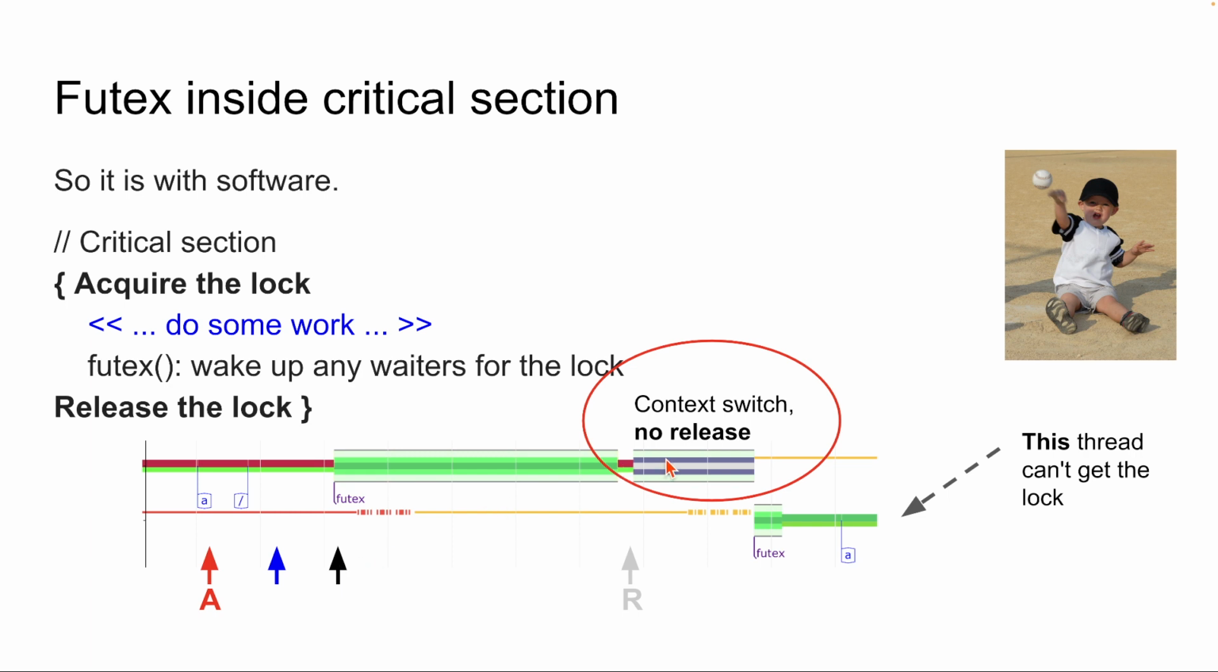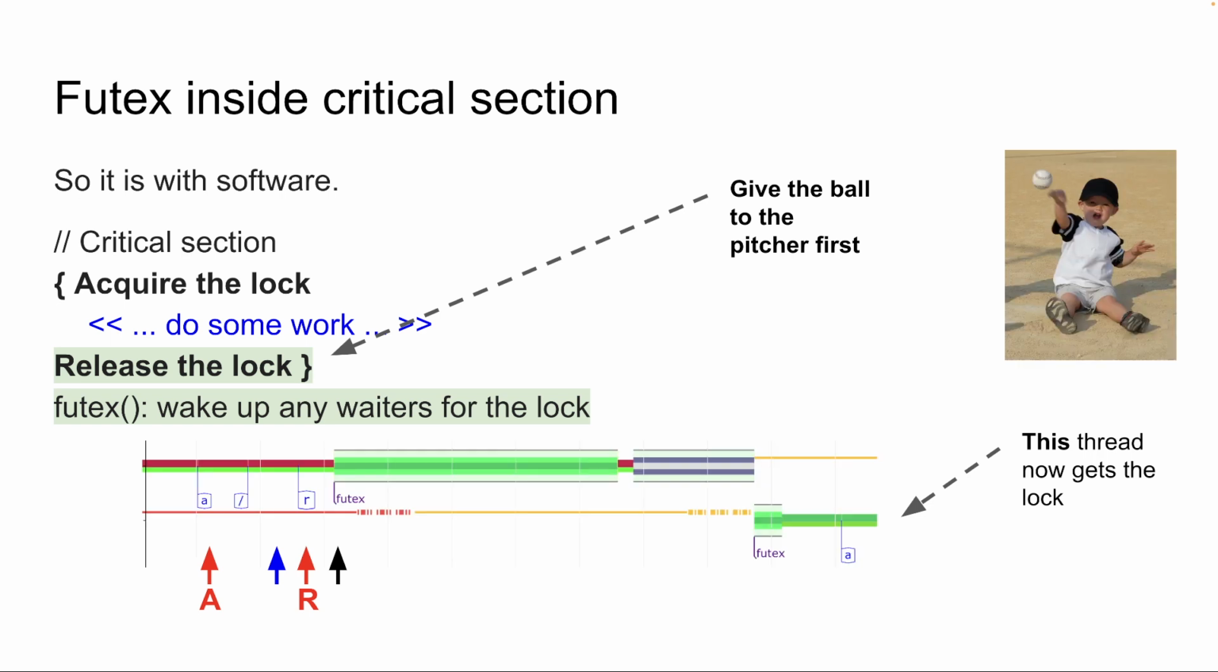bam, a context switch, and you never get to releasing the lock. And so some other thread which woke up here from Futex comes out of Futex and tries to acquire the lock. It can't get the lock. And it can't get it until this original thread runs again. And that can be milliseconds and milliseconds later. So it's a simple thing. The thing is release the lock first and then wake up any threads that are waiting.